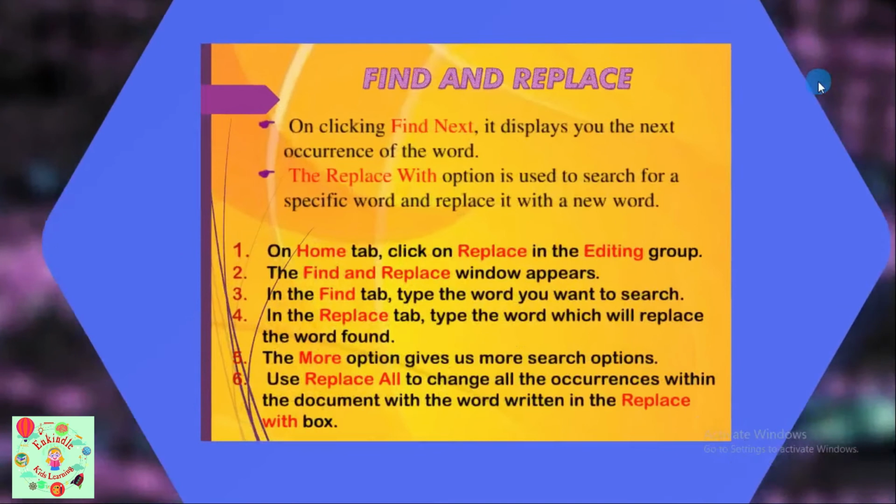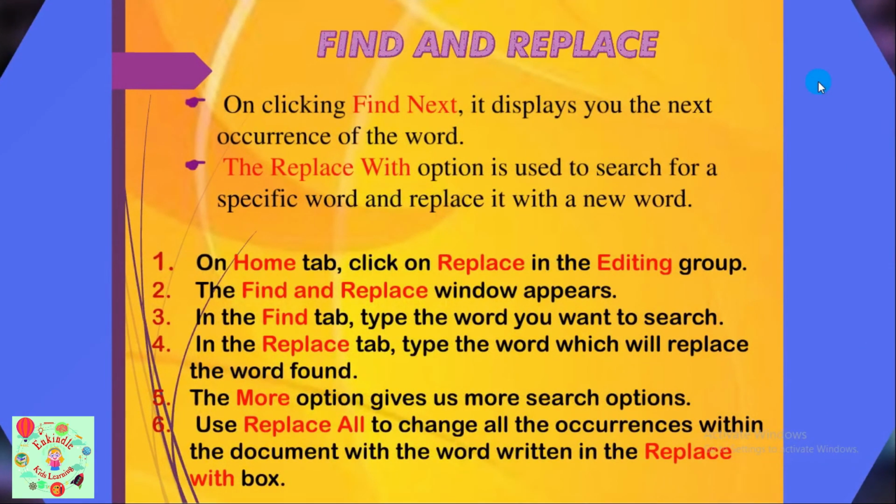Then we studied about find and replace feature. Find option is used to find a specific text or word in the document. On clicking find next, it displays you the next occurrence of the word. The replace with option is used to search for a specific word and replace it with a new word.